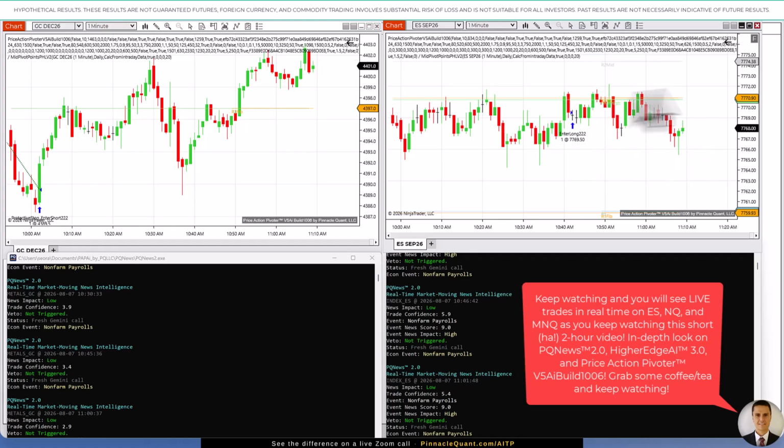So not much movement here so far. It's been pretty much sideways, but we'll see what happens. We have about another hour and 50 minutes or so until the market closes. So let's see what happens.